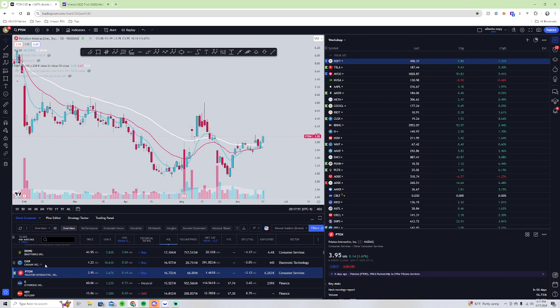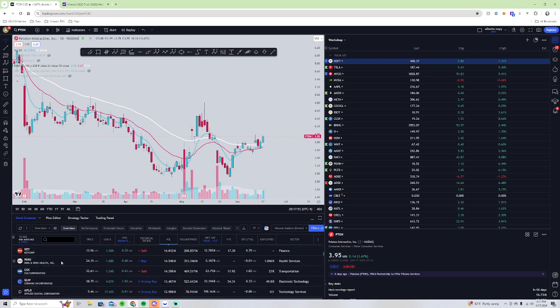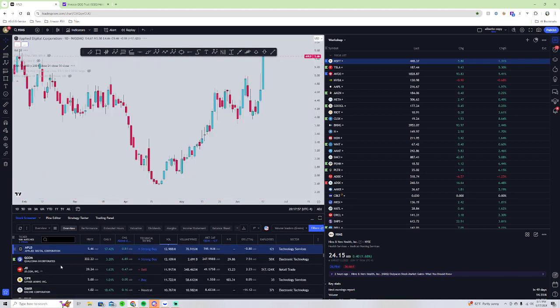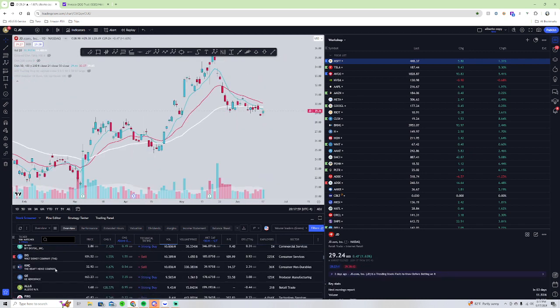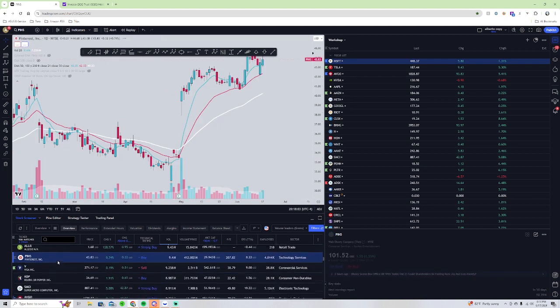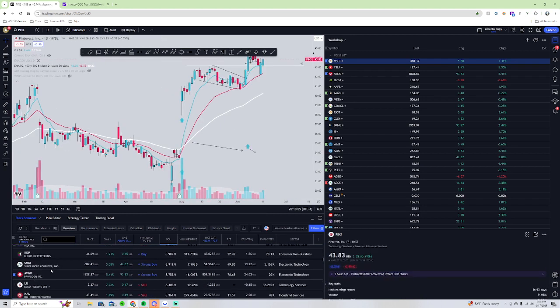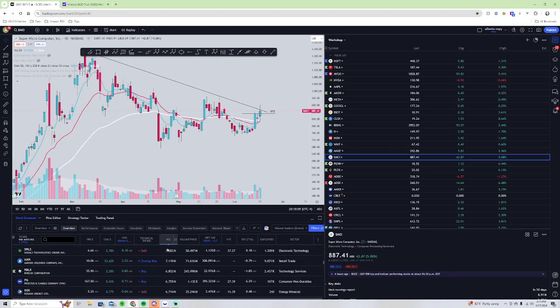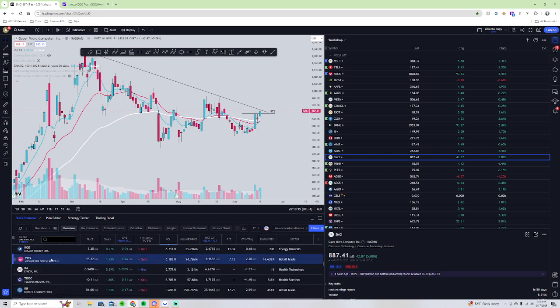Peloton, let's see. This one I don't really like. This one doesn't really have any setups on it. Just going to go through them really quickly. It's what I usually do. Just a quick scan, go through these, see if there's anything that I like. SMCI we already have. And I'll usually sort it by the highest volume. So we'll start off with the highest volume, and then we'll go down to the names that are a little bit less volume.